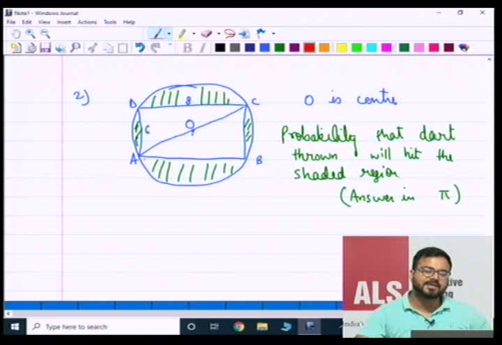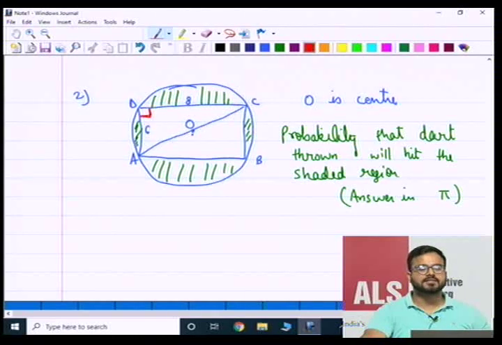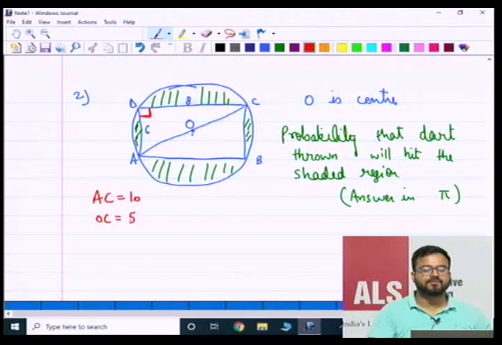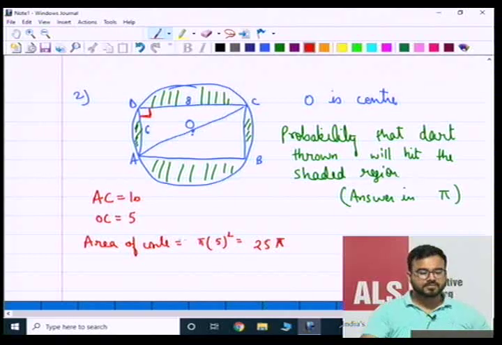Here we can see AC is the diameter, and we know the angle in a semicircle is 90 degrees. It means this angle will be 90 degrees. If this angle is 90 degrees, this is 6 and 8. So by Pythagoras theorem, diameter AC is nothing but 10. So radius OC is 5. So area of circle is pi r square, 25 pi. Right?